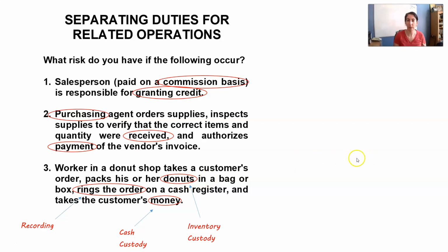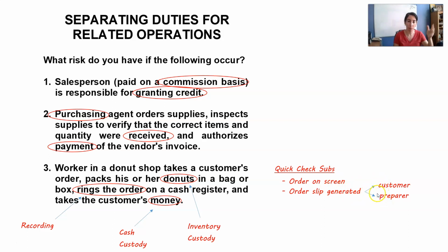I'll give you an example. QuickChek, a little convenience store in New Jersey. They have figured out a way to keep it separate. If you think about it, you order on screen, which my children love to do. You get an order slip. The customer then takes it to go pay, and the person in the sub area has to go make the sandwich. You pay at the register, and then you pick up the sub with the receipt.